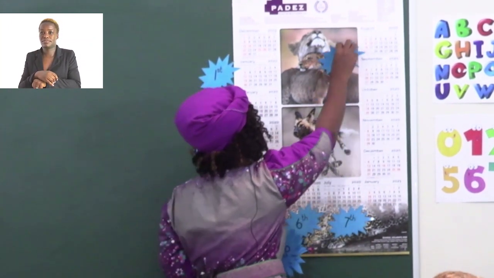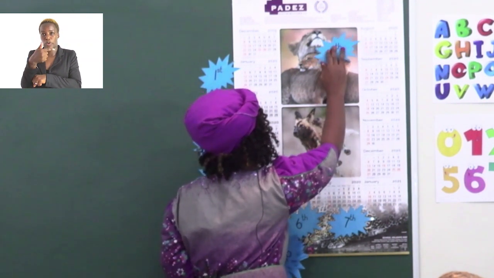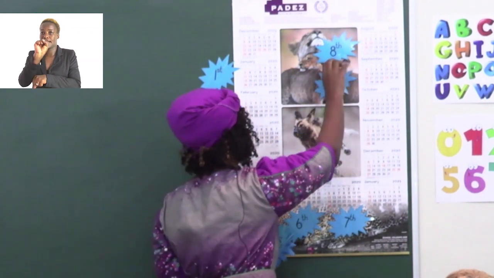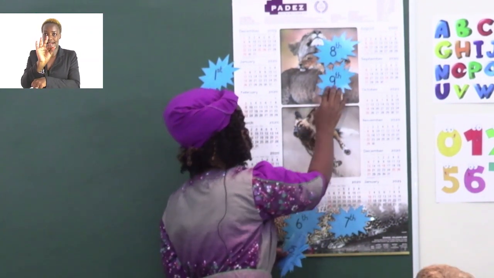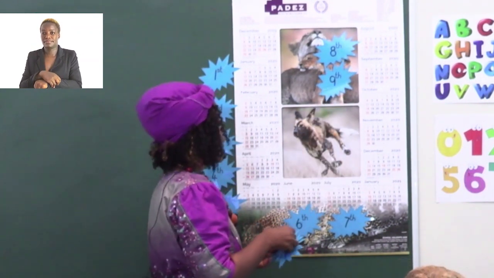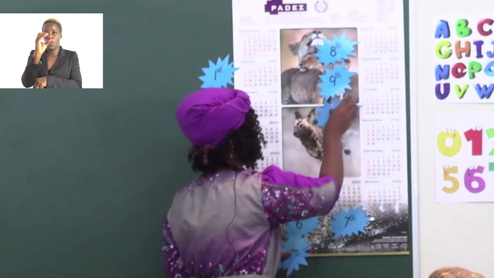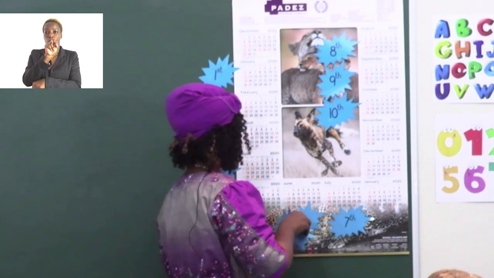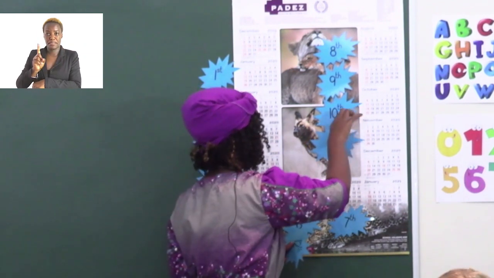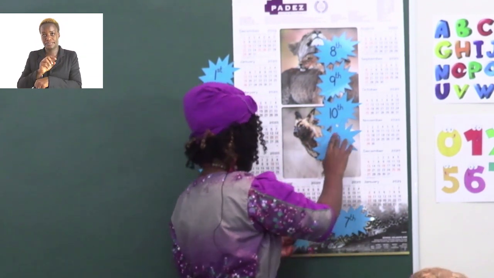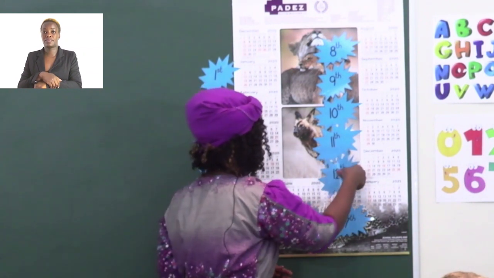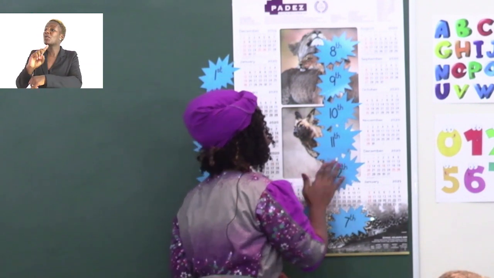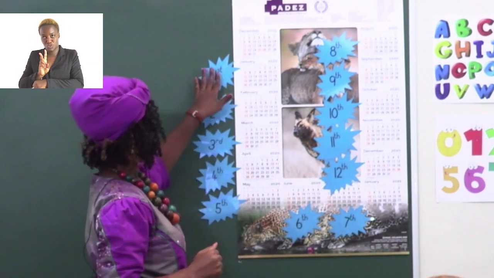Then we have August, the 8th. And then we have September, the 9th. And then we have October, the 10th. And then we have November, which will be our 11th month. And then we have our last month, which will be December.